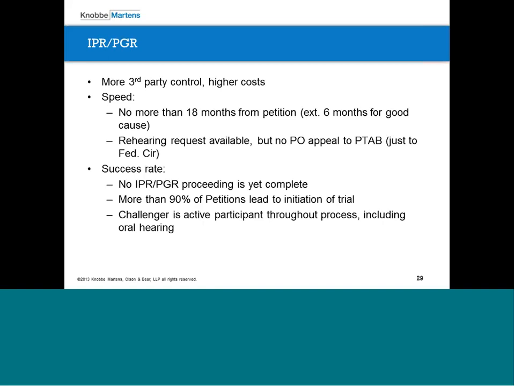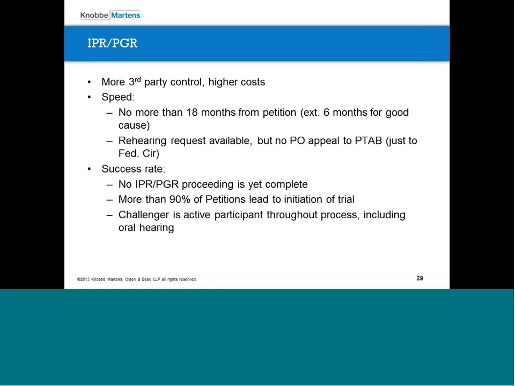Unlike a re-exam, the patent owner can't appeal to the PTAB, but they can request a rehearing within 30 days, but presumably that will go much faster than a formal appeal will. As far as the success rate is concerned, as this has just started up, we're still going through these. None of the IPRs have resulted in a final written decision yet, and of course we don't have any PGRs yet either.